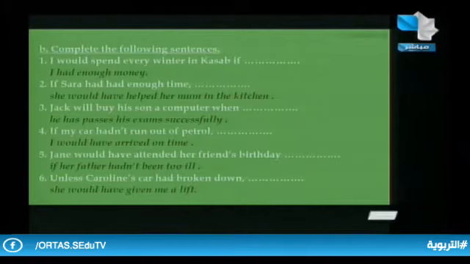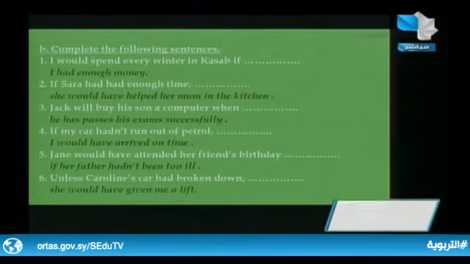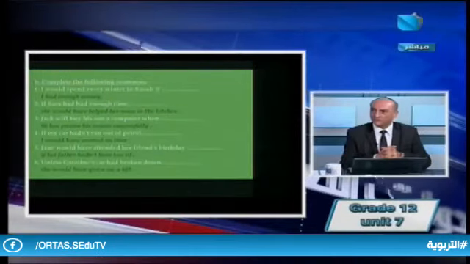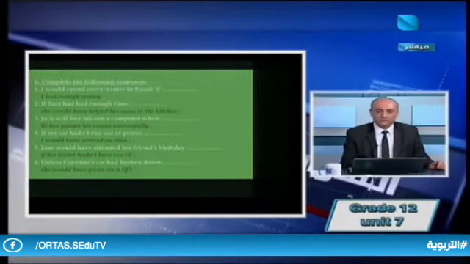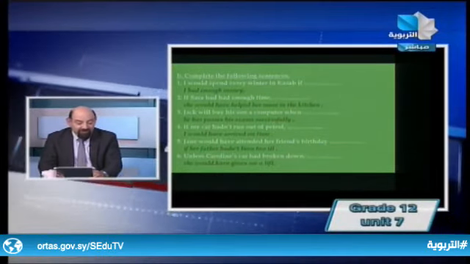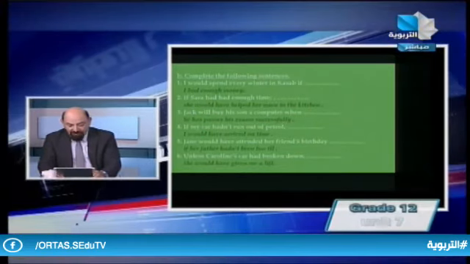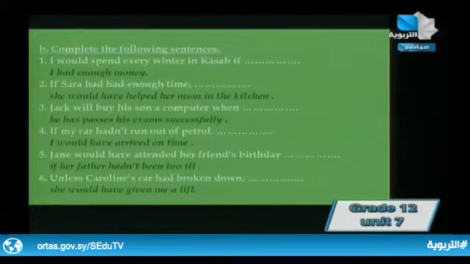Number 6, unless Caroline's car had broken down, and here it means that it had broken down, she would have given me a lift. Or she would have arrived on time. If Caroline's car hadn't broken down, she would have given me a lift. It means that she didn't give her a lift. Yes, exactly. Okay, thank you very much.